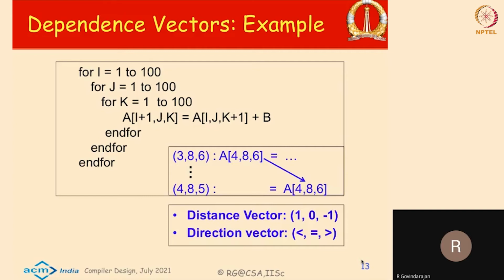The direction vector essentially says that if the value is equal to 0, you put equal. If the value is greater than 0, you put the less than sign. And if the value is less than 0, you put the greater than sign. And we call this positive. Whenever it is positive, the dependence is positive.